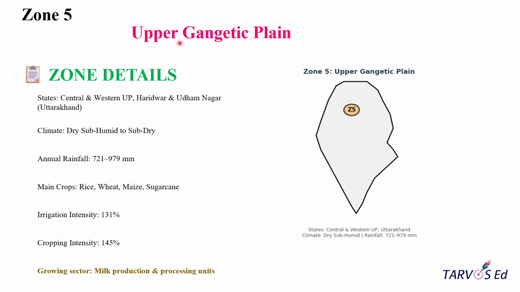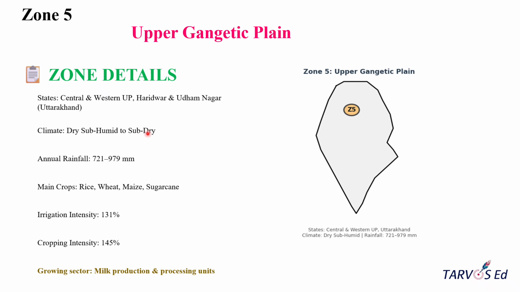Now let's look at zone 5: upper Gangetic plain, lower Gangetic plain, middle Gangetic plain. Now we are moving on to the upper Gangetic plain. Okay, so this covers central and western Uttar Pradesh along with Haridwar and Udham Singh Nagar in Uttarakhand. Right, this is Z5. And the climate here is somewhat drier when compared to the lower and middle plains, right?